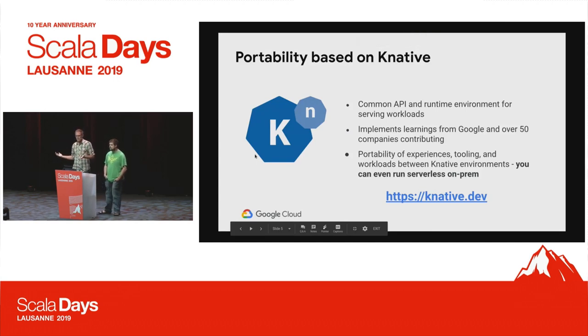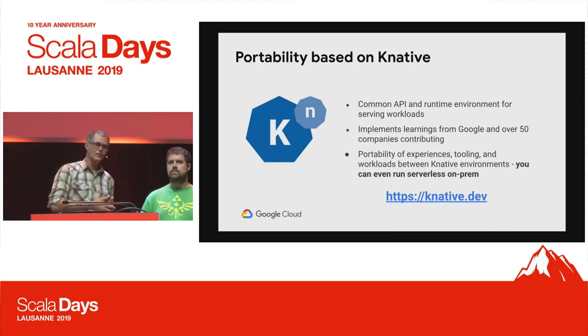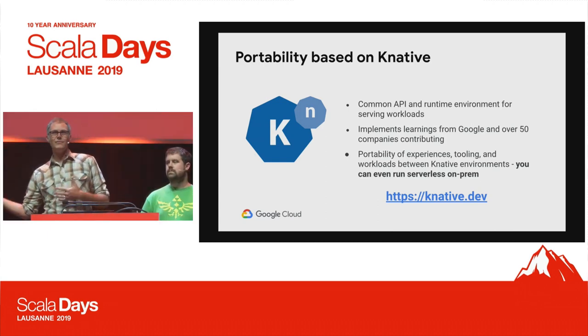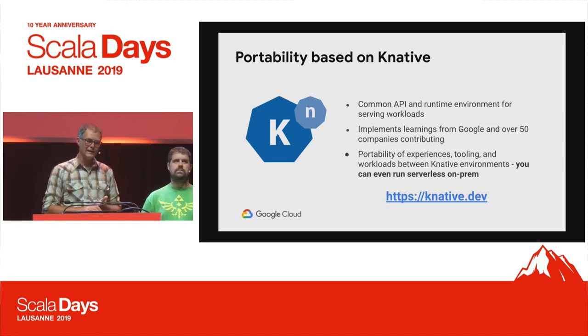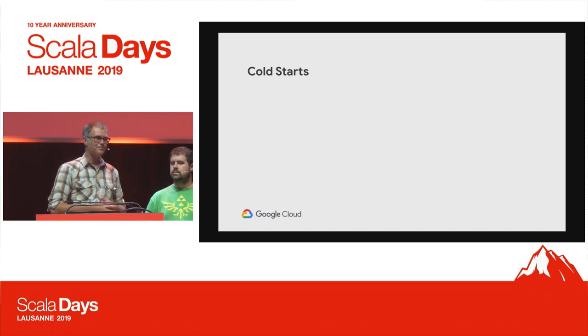Cloud Run is a managed service, so we manage everything for you at Google. But if you want to do everything on your own, there's an open source project that Cloud Run is based on called Knative, which gives you the same functionality on top of Kubernetes. So you don't have to use us. You can use Knative on your own.